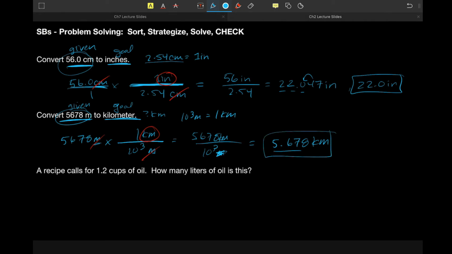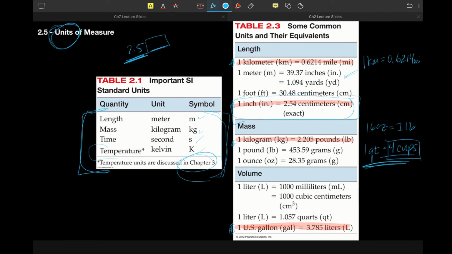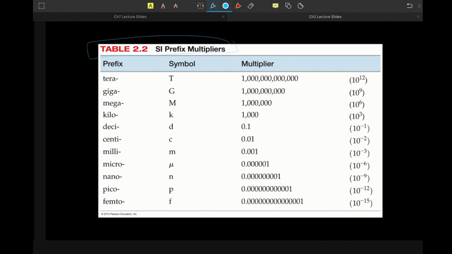Yes? All right, a recipe calls for 1.2 cups of oil, so this is clearly our given, and we would like to know how many liters of oil this is, so this is clearly our goal, how many liters, right? So if I want to go from cups to liters, clearly this is a difference between our units of measure, right? And then we'd go back to life things we should know, right? 1 quart is equal to 4 cups, and here's a relationship between cups, quarts, and liters, so let's go ahead and write that out, right?